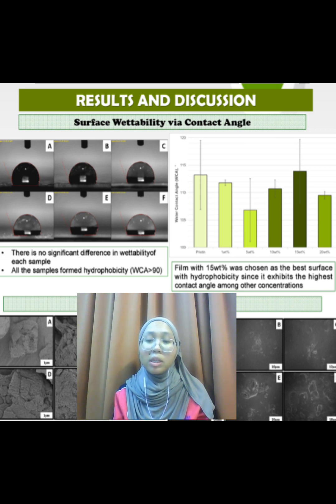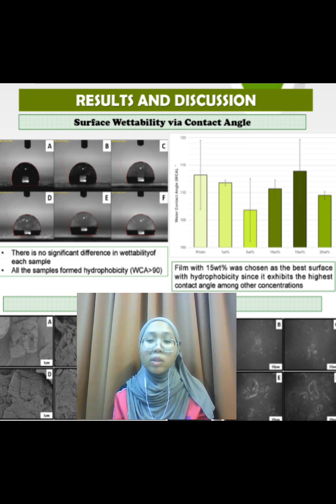The surface energy of the materials determines the strength of the liquid attraction. Thereby, contact angle analysis was carried out to characterize the surface wettability of the pristine membrane and the stearic acid kaolin modified silicone rubber film with different concentrations by subjecting water droplets onto the samples. Based on the figure attached, there is no significant difference in the wettability of each sample. All the samples form hydrophobicity with contact angles more than 90 degrees when fabricated with stearic acid modified kaolin nanoparticles.